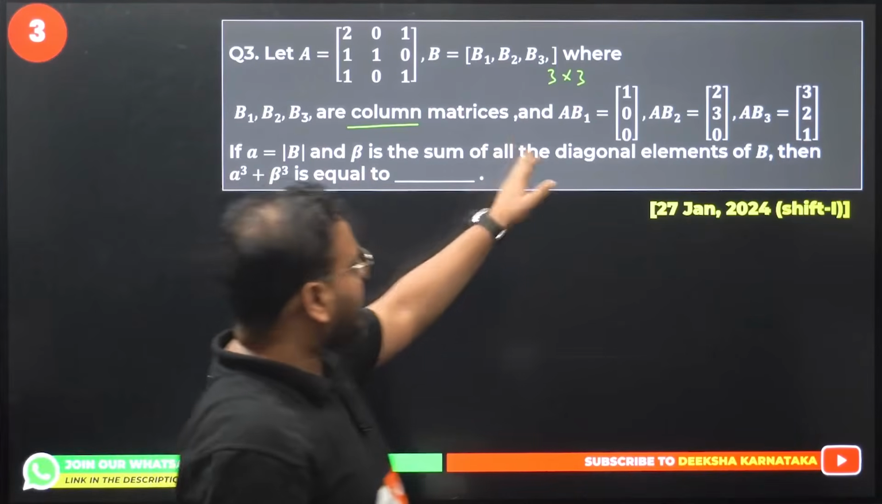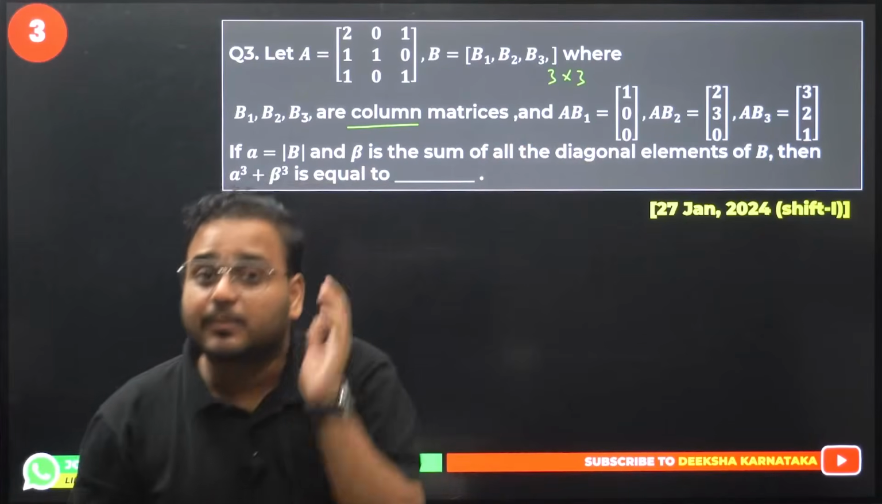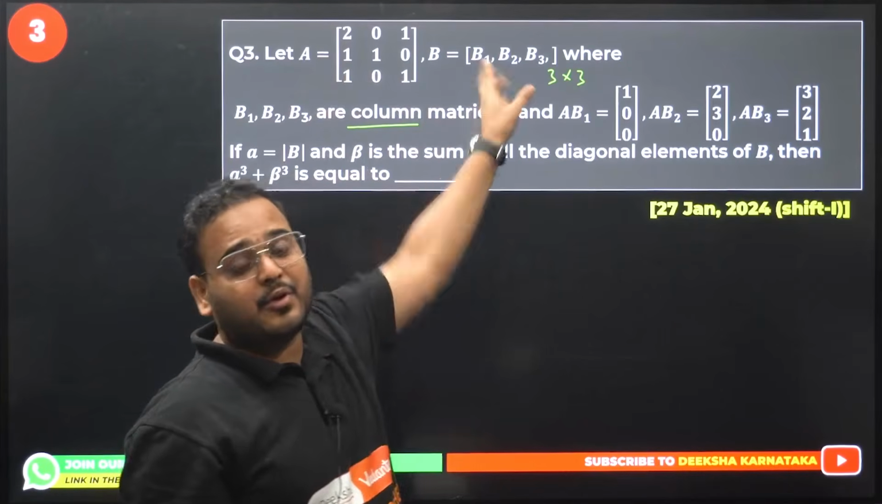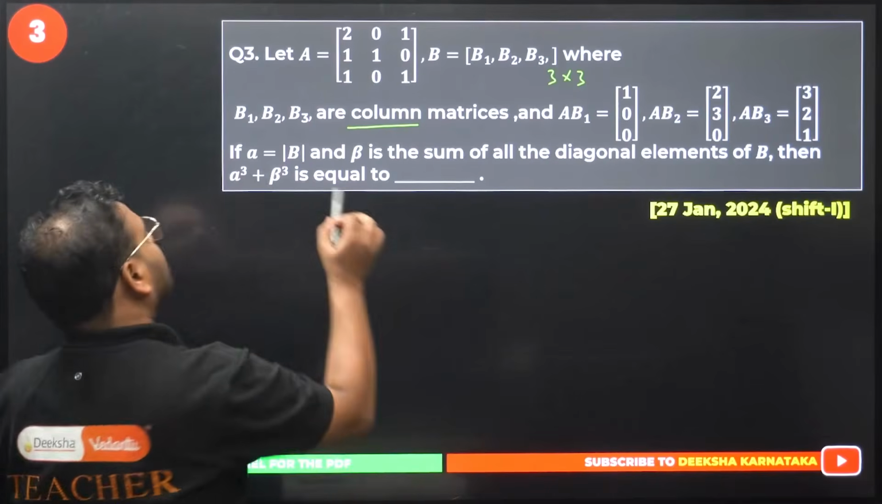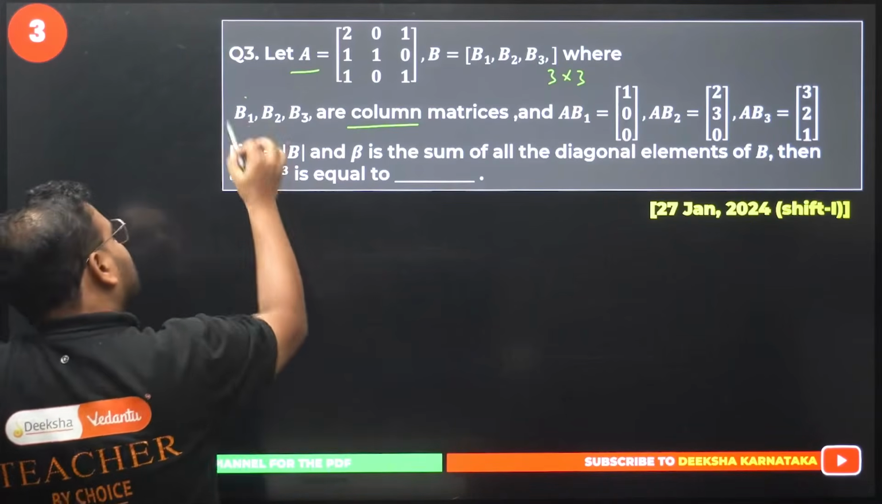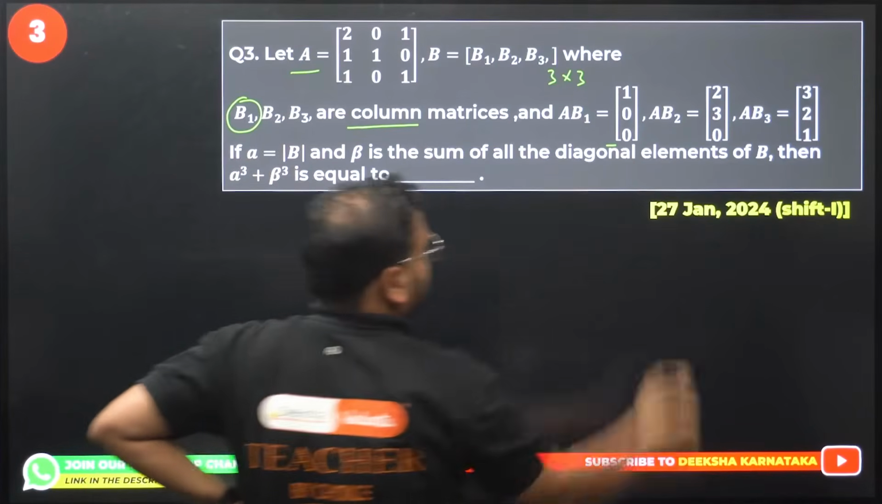They're saying that the product of matrix A, which is a 3 cross 3 matrix, and the column matrix B1, please pay attention, the product of the matrix A and the column matrix B1 is given equal to 1 0 0.